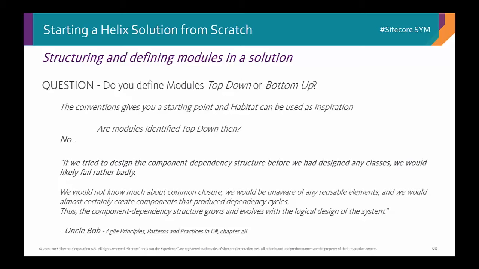also known as Robert C. Martin. It's actually not that long a chapter, but this is where all of the principles are described and where he discusses them. And as he notes, if we try to design the component dependency structure, replace the word component with the word module, before we had designed any classes, we would likely fail rather badly. That's because you won't know anything about the common closure.